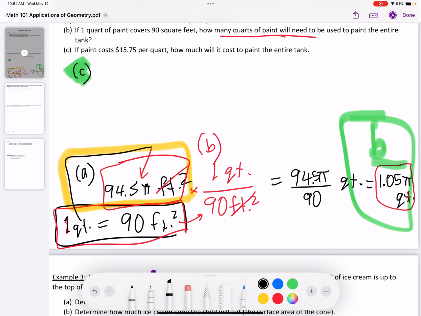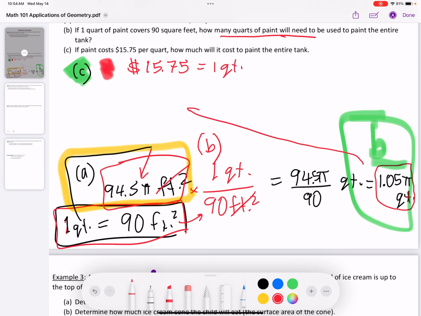What do they say? If paint costs, so they're giving us a conversion here, at least at this store. Maybe other stores have a different conversion rate. $15.75, that's in dollars per quart. How much will it cost? So it looks like I'm taking the value that I calculated in part B, 1.05 pi, in quarts. And I'm trying to cancel out quarts and get dollars in the end. That must mean I want dollars in the numerator and quarts in the denominator.